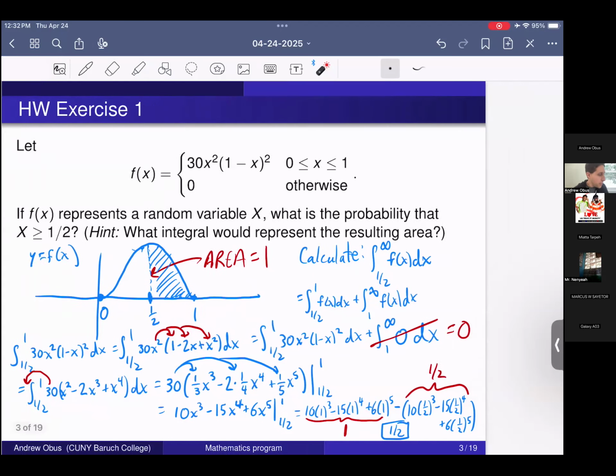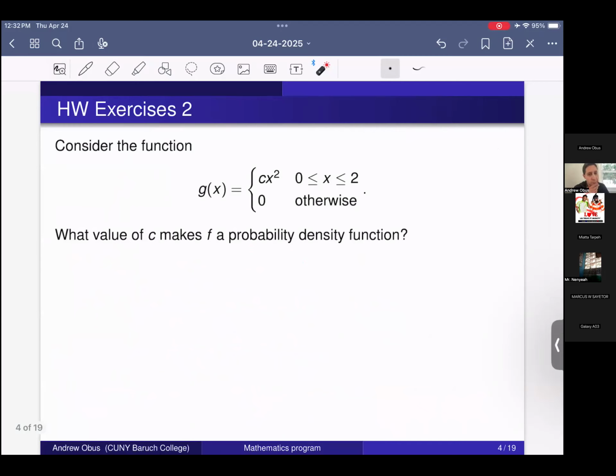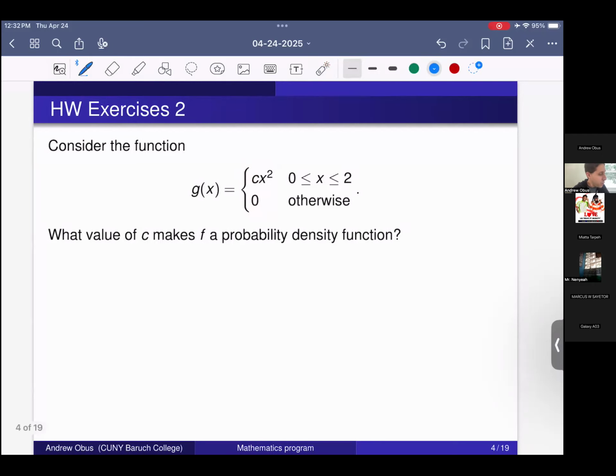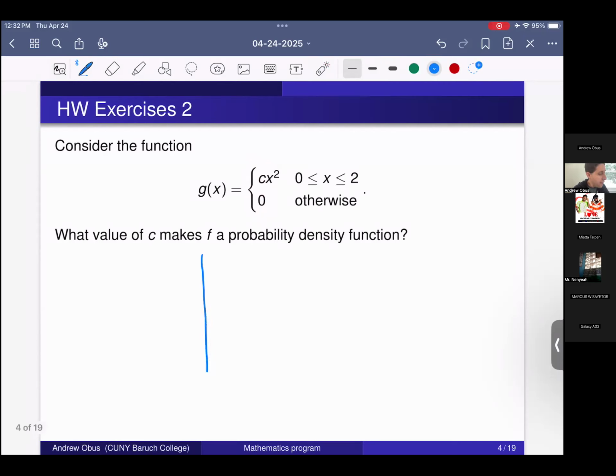Okay, let's go to the next problem. So the next problem is we're going to consider this function. So g of x is going to be cx squared from 0 to 2. This c is some constant that we haven't identified, and it's 0 otherwise. And the question is, what value of c makes f into a probability density function?